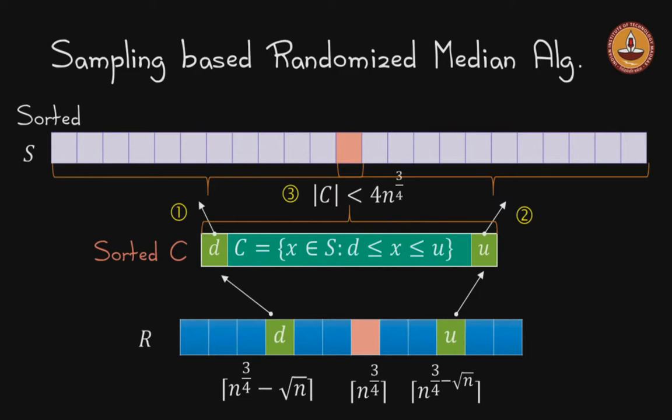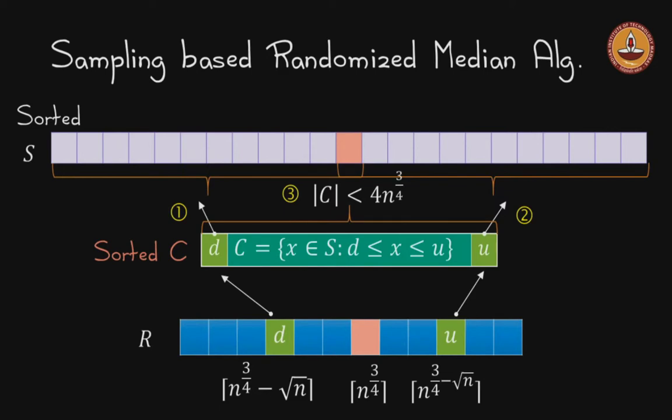And from here, that ended up being the leftmost element in C, and that has to fall in this left region of S. Similarly, the other good thing that must happen is your U, this is a symmetric good event. U should be from the right part of the array S. And the third good thing you want is that the set C should not be too large, it should be no more than some 4 times n to the 3/4.